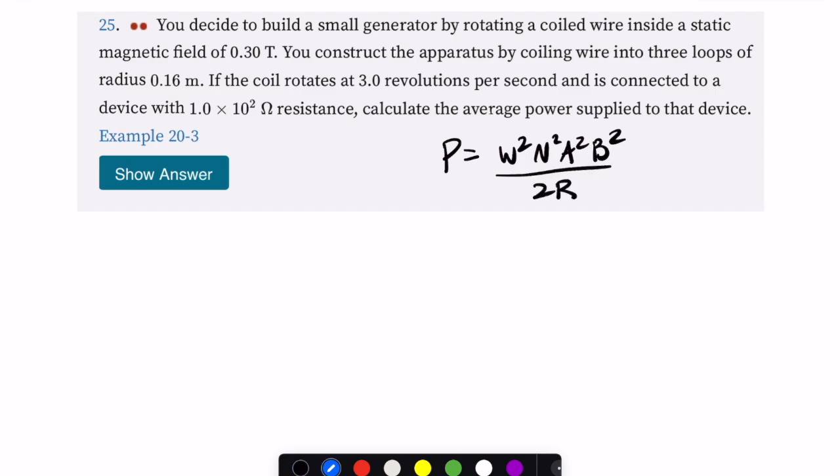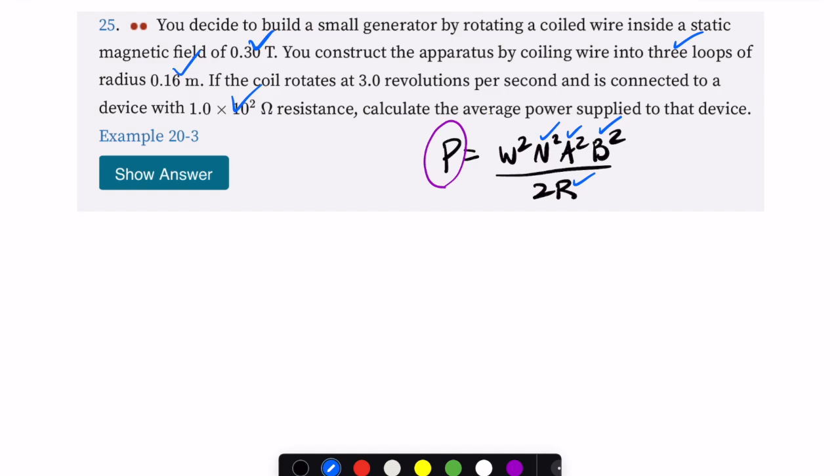So what is given in the problem? We got B, we got N, we got A, we got R. So what are we solving for? We're solving for omega. No, we're not. We got omega in a weird way. We're solving for P. Where's our omega?